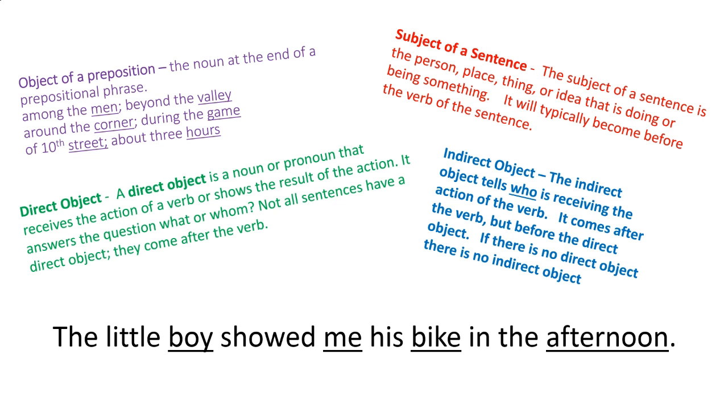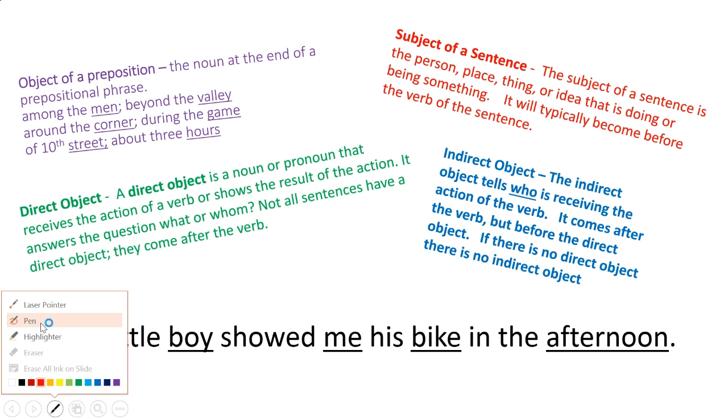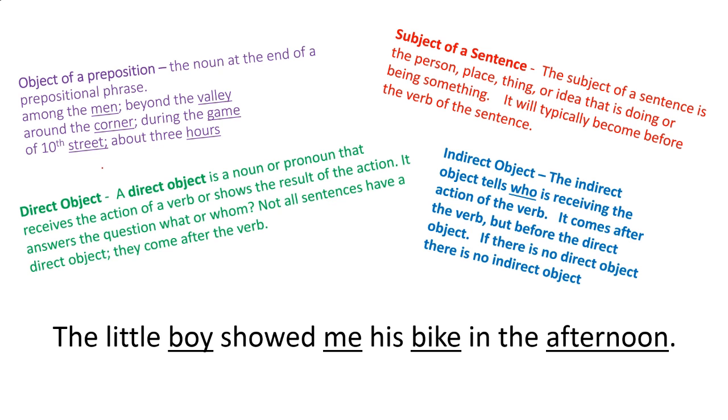So here's the sentence. The little boy showed me his bike in the afternoon. The first thing I'm going to do is go in order. I'm going to start with the objects of prepositions. I'm going to try to get rid of all of them. Okay, so here's the first one. In the afternoon. That's a prepositional phrase. So afternoon is going to be my object of a preposition. We're finished with that.